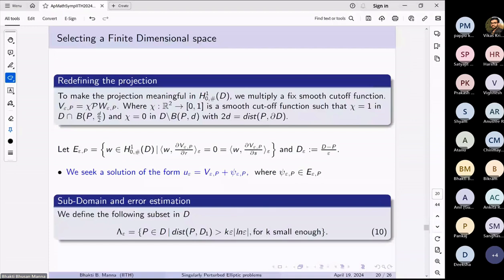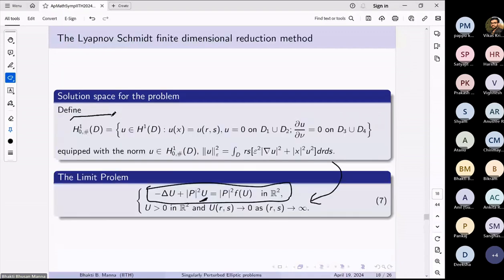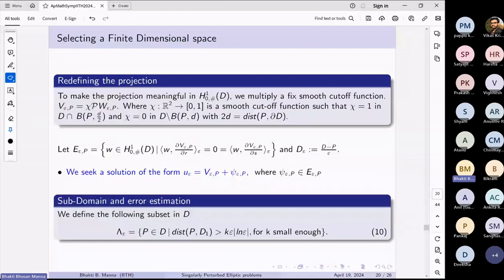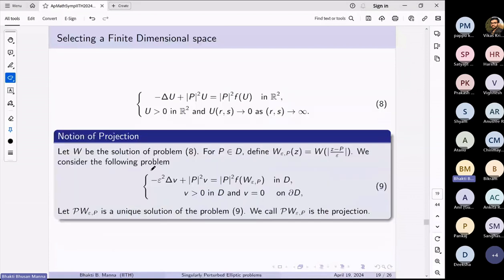And then what we did, maybe I should go to this thing. We define the split of our space. This is the space where we want to work. And then we have split the space into E epsilon P and E epsilon P perpendicular. Okay, so this is the infinite dimensional space. And if we see the E epsilon P perpendicular, this is nothing but the space spanned by this one. And what are those? Those are basically coming from this projection map.